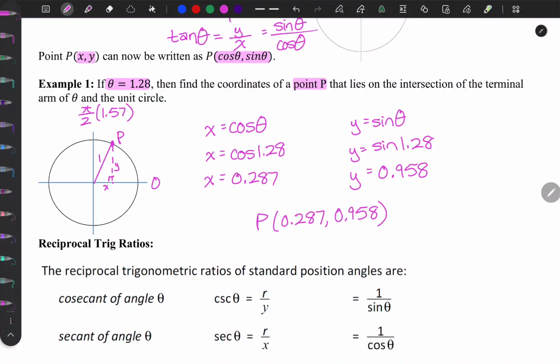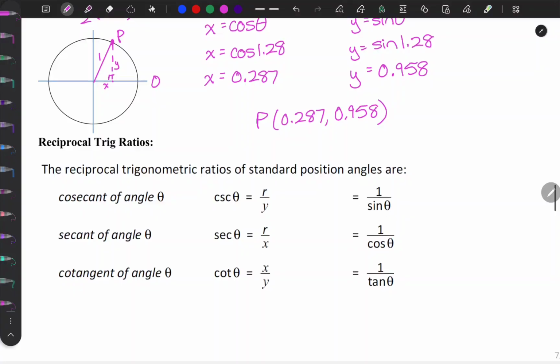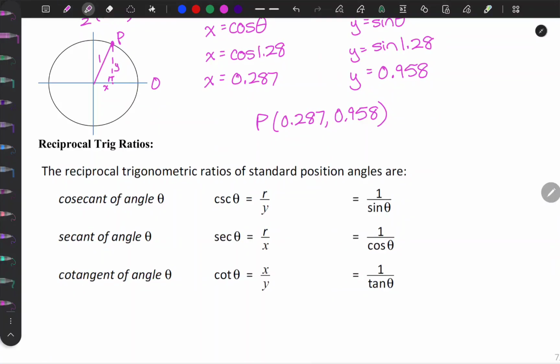Now, before we examine too many more of these, we also want to introduce the reciprocal trig ratios. When we talk about a reciprocal, we mean 1 divided by something. So when we say the reciprocal of sine theta, it would be 1 divided by sine theta. Sine theta, we remember, is y over r. The reciprocal is r over y. The name of that reciprocal trig ratio is cosecant. Now the idea is if you know sine theta, you can calculate 1 divided by sine theta to get cosecant. Or if you need to find cosecant, you can simply do r divided by y.